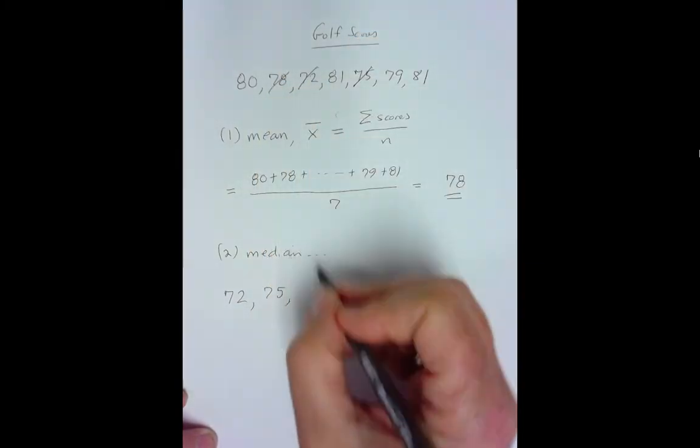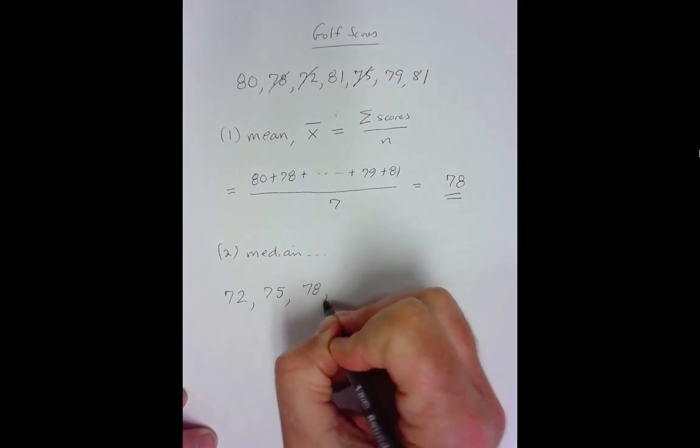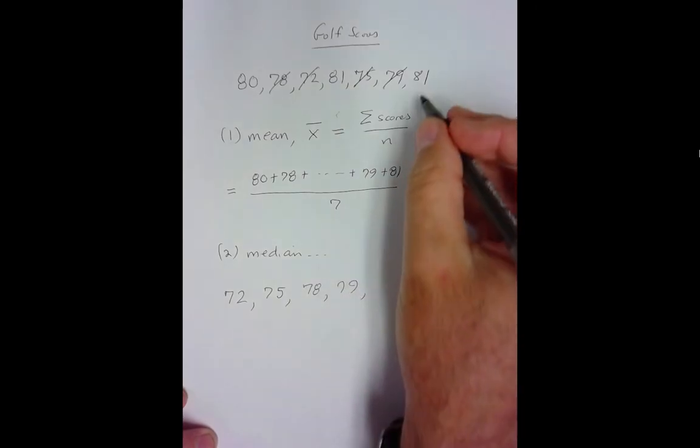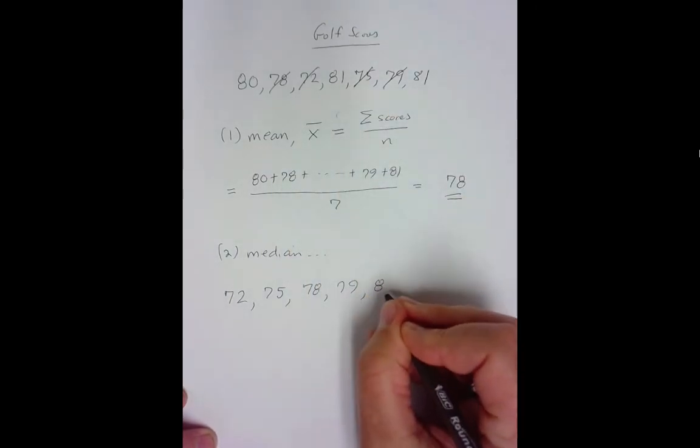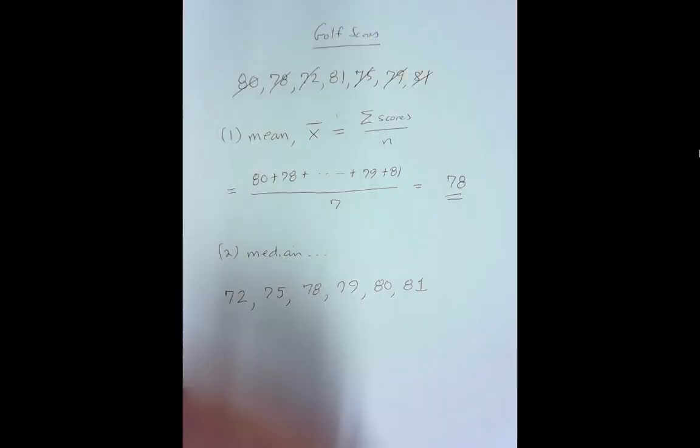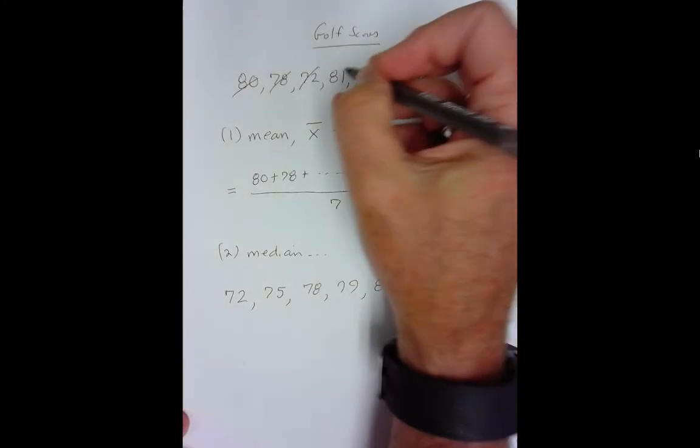The next best round was a 78. The next best round was a 79. The next was an 80. And the last was an 81. So I'm a pretty consistent golfer. There's not, oh wait a minute, hold on. 1, 2, 3, there's another 81 there.